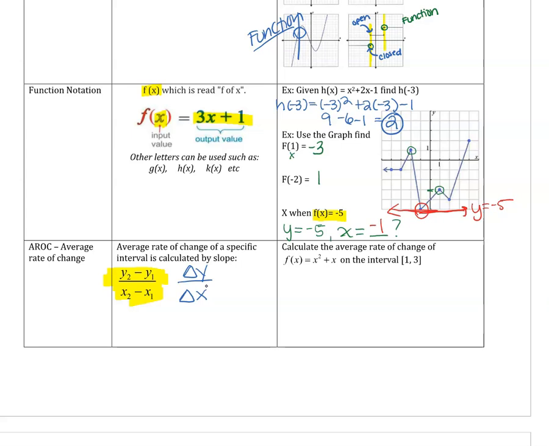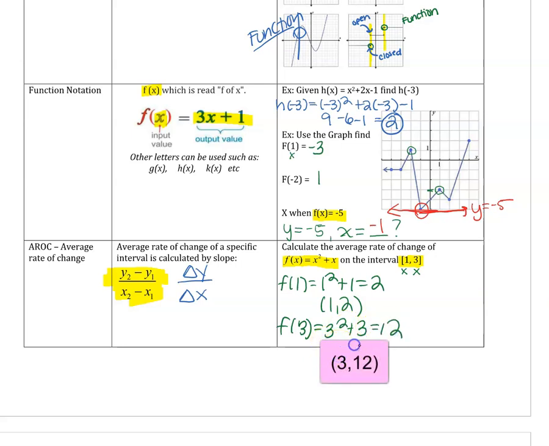So if I want to calculate the average rate of change on this function on the interval of 1 to 3, there's a couple things you could do. First is algebraically figure out what the coordinates are. Keep in mind this interval are x values. So if I find f of 1, that would be 1 squared plus 1, which is 2. So my first coordinate is (1, 2). f of 3 would be 3 squared plus 3, which is 9 plus 3, which is 12. And then you do the slope with those points.